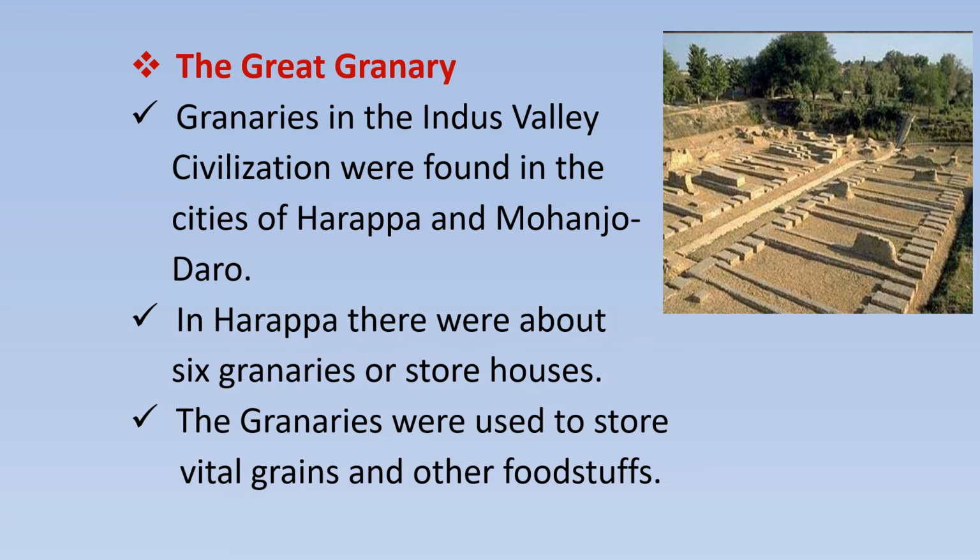The Great Granary. Granaries in the Indus Valley civilization were found in the cities of Harappa and Mohenjo-daro. In Harappa, there were about 6 granaries or storehouses. The granaries were used to store vital grains and other foodstuffs.